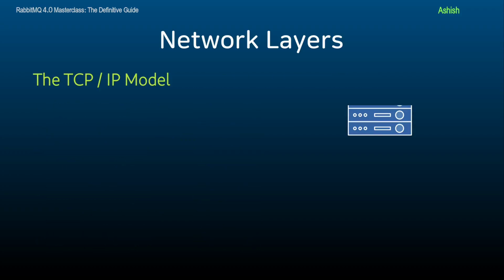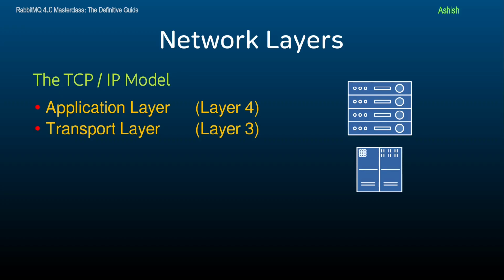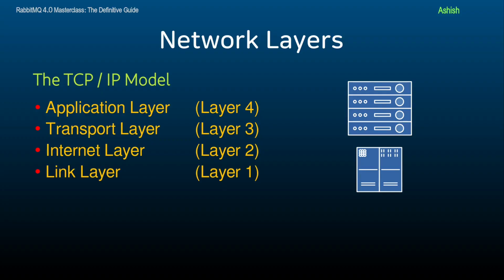Next we come to the TCP/IP model, a simplified version which has 4 layers. Application layer corresponds to the application, presentation, and session layers in OSI. Transport layer corresponds to the transport layer in OSI, for example TCP and UDP. Internet layer corresponds to the network layer in OSI, for example IP. And finally, the link layer corresponds to the data link and physical layers in OSI.